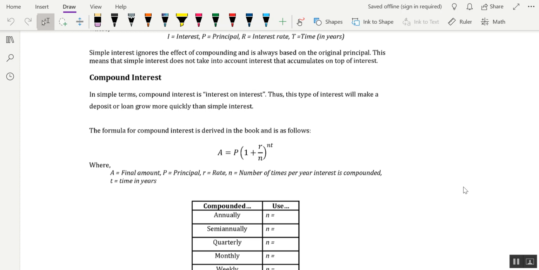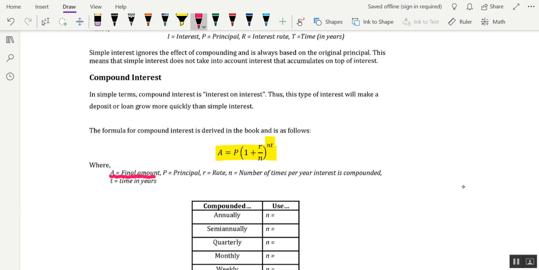And basically, compound interest will eventually beat out simple interest just due to the way that the arithmetic works. The formula for compound interest given here is A equals P times the quantity 1 plus R over N, raised to the power of N times T. So this is a formula that is exponential in nature, which is why we're seeing it in the chapter on exponential functions and log functions. And the A in this problem stands for the final amount.